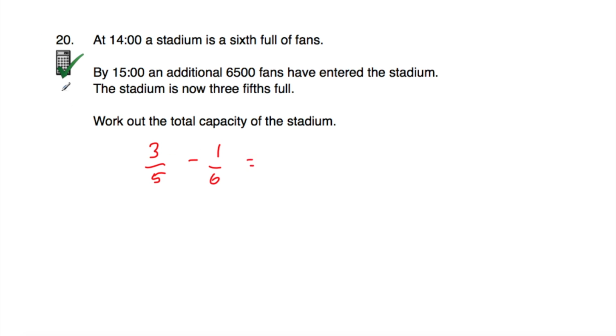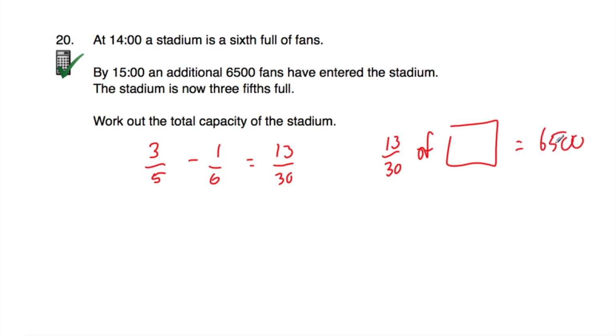So let's do this. So it's a calculator question. That's quite nice. So we can get our calculator and do 3/5 subtract 1/6. And when we do that, we get an answer of 13 over 30, or 13/30. So that means between 2 o'clock and 3 o'clock, 13/30 of the stadium fills up. And that is 6,500 fans. So that means that 13/30 of the entire capacity of the stadium is equal to 6,500. So if we knew the total, we would divide it by 30 and then get a 30th and then times it by 13, and that'll be 6,500.